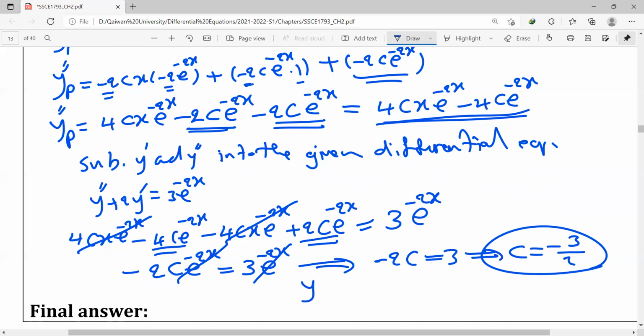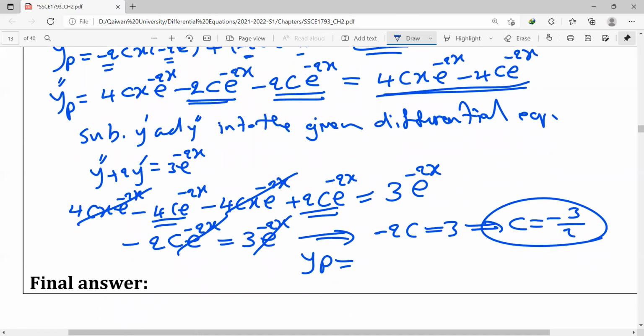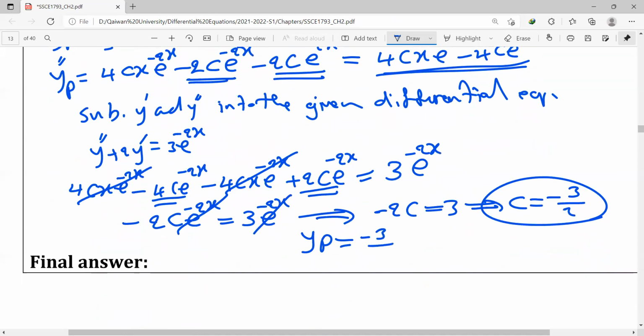So how about yp? Yp equals to what? We said yp is cx e to the power minus 2x. We just replace c by its value. It's minus 3 over 2 x e to the power minus 2x. This is yp.